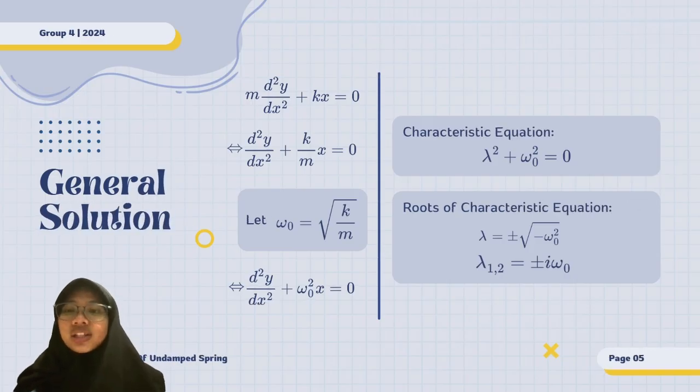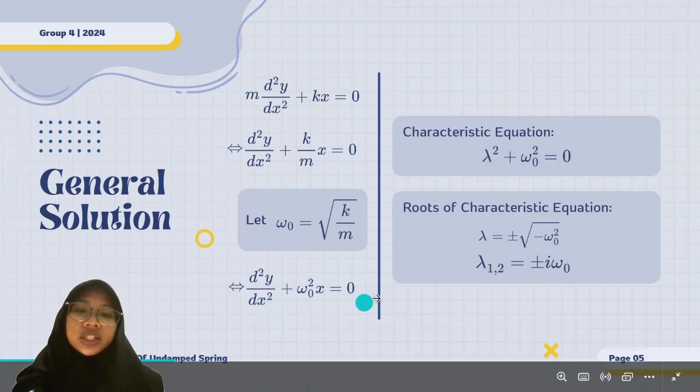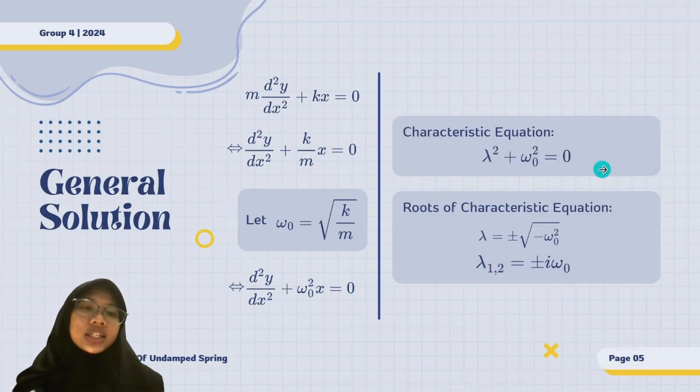So to find the general solution, here we have the differential equation, and we divide both sides with m, so we have y'' + (k/m)x = 0. Then we let omega_0 equal the square root of k over m. So we have y'' + omega_0^2 x = 0. From this equation, we have the characteristic equation lambda^2 + omega_0^2 = 0, and we have the roots of the characteristic equation lambda_1,2 = ± i omega_0.